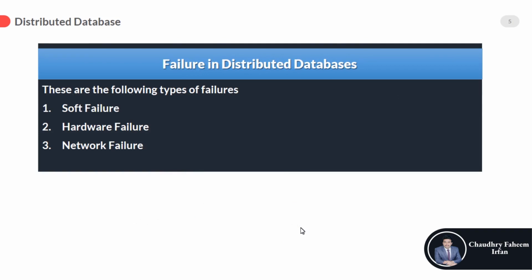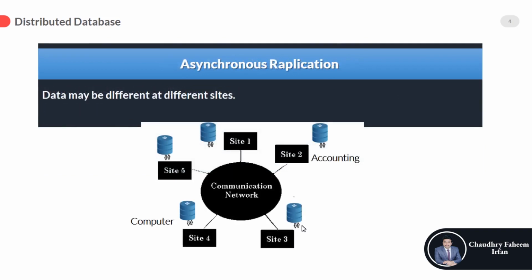The second one is asynchronous. Data may be different at different sites due to some reasons, but at the end data should be the same. So in asynchronous, data is not updated at the same time. The replicas do not always maintain the same value. One or more replicas may store an old value, and a transaction can see different values at different sites.